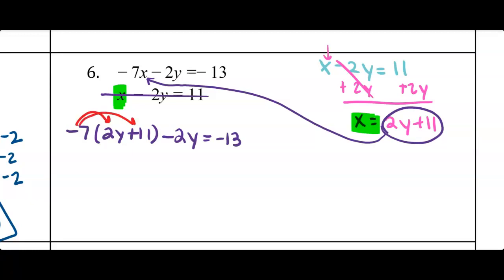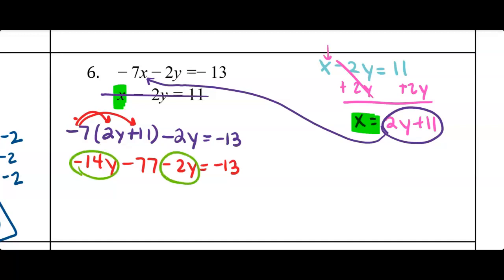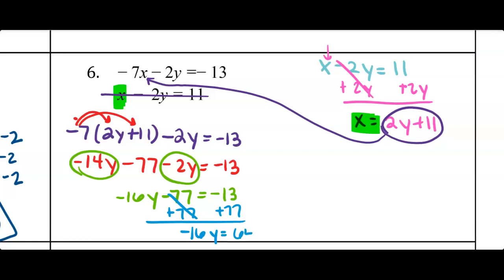Then I distribute my negative 7 into the parentheses and get negative 14y minus 77 minus 2y equals negative 13. I can then combine my like terms, so negative 14y and negative 2y makes negative 16y minus 77 equals negative 13. Adding 77 to both sides gives me negative 16y is equal to 64.